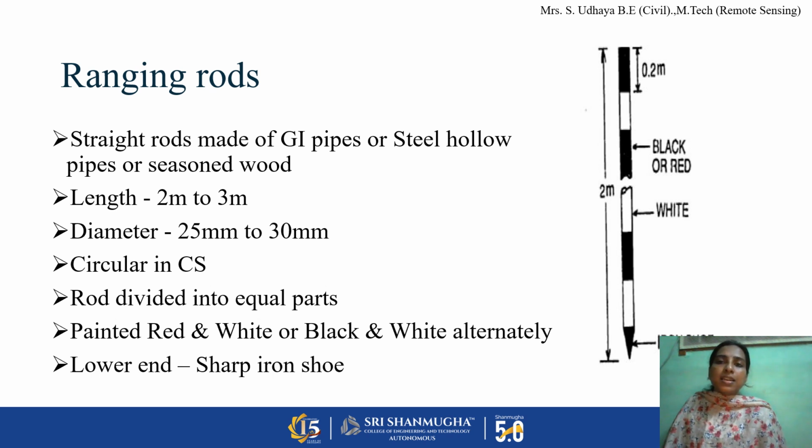This rod is generally painted in alternate strips of equal dimension, either black and white or red and white. Each color strip is about 20 centimeters. The lower end of the ranging rod is made of a sharp iron shoe, which helps us to erect the rod in the soil easily.